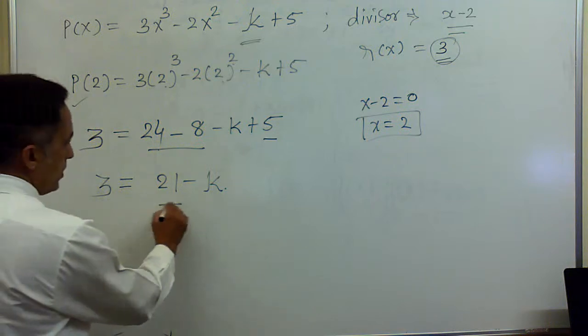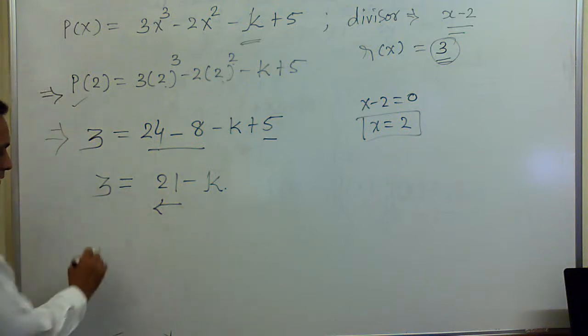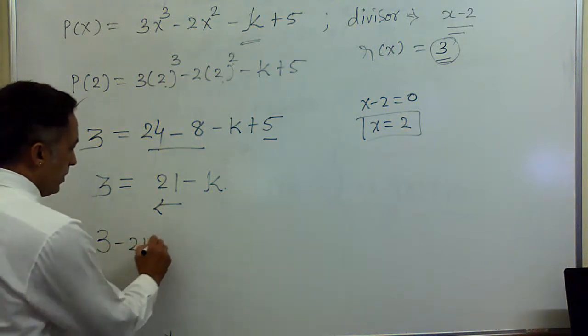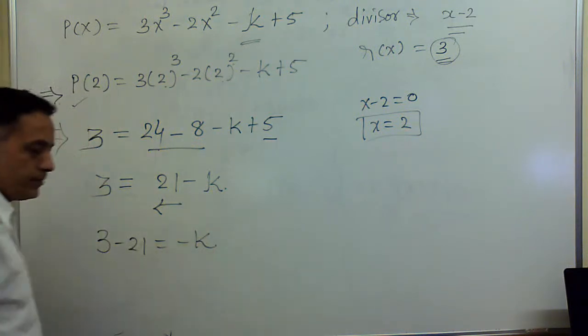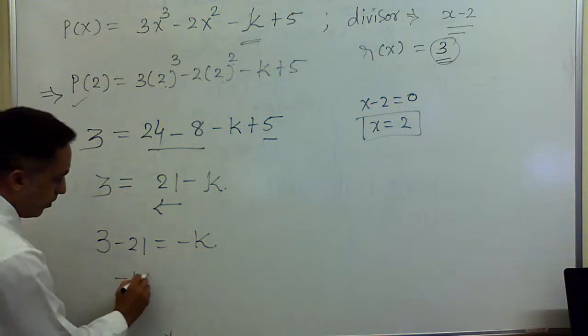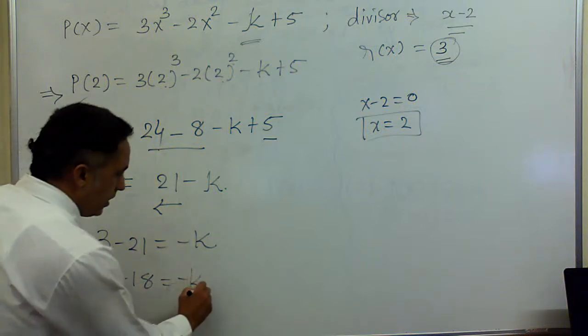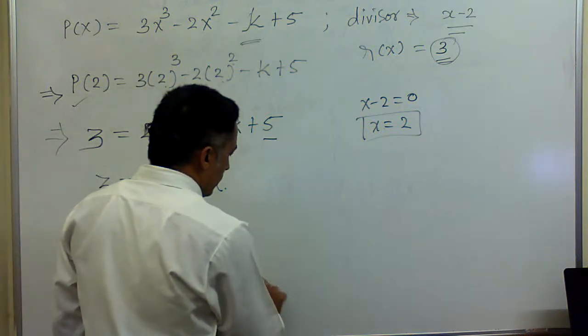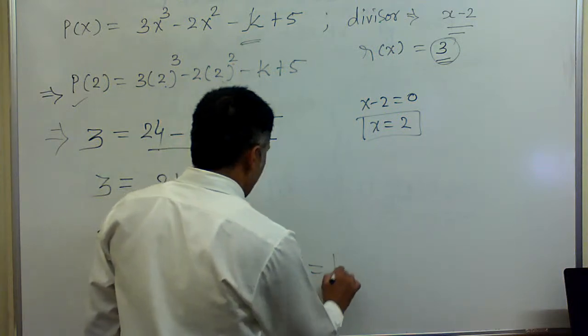Now we will shift this 21 to the other side. So we will have 3 minus 21 is equal to minus k. So we will have minus 18 is equal to minus k. So finally we get k is equal to 18.